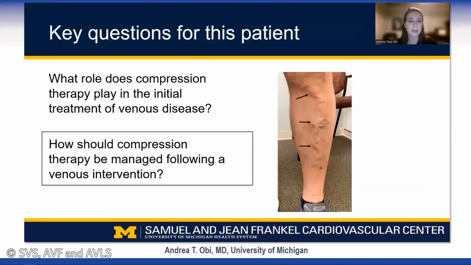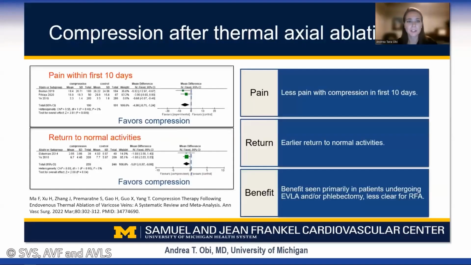How should compression therapy be managed following a venous intervention for this patient? Let's talk a little bit about compression after thermal axial ablation, which has now been studied in several trials. You see summarized on the left results from one recent meta-analysis, looking at compression versus no compression, and then different durations of compression. A few major themes have emerged from these RCTs. The first is that early postoperative pain and early return to normal activities are improved in patients who are treated with some sort of compression dressing.